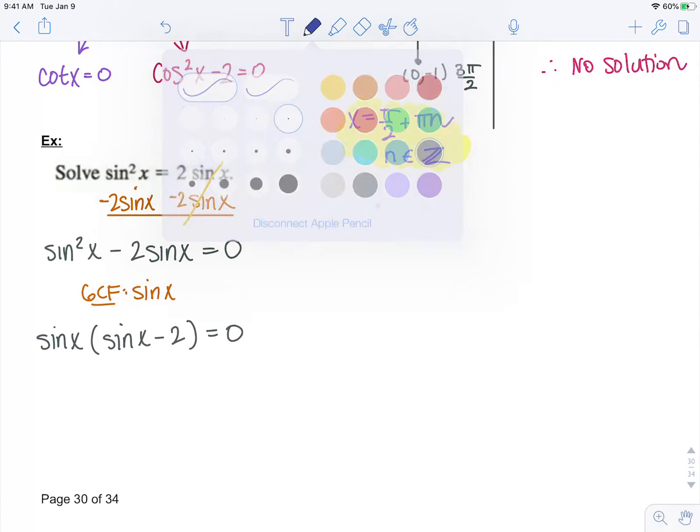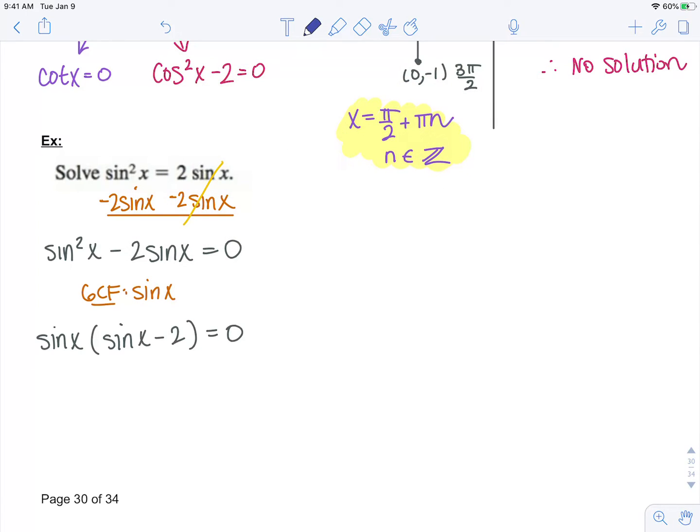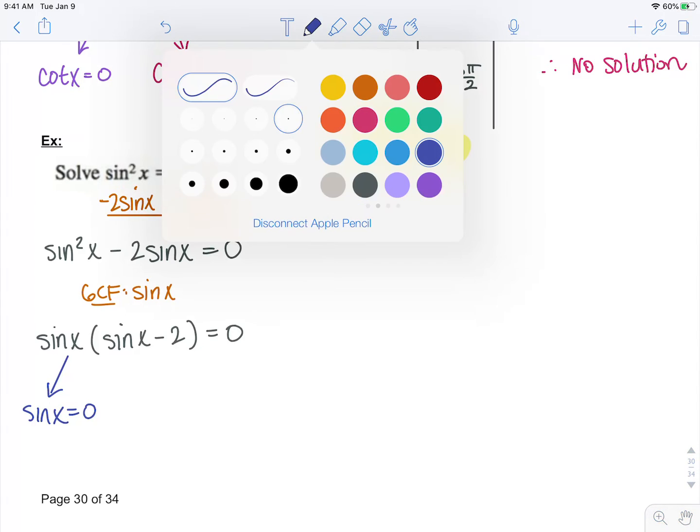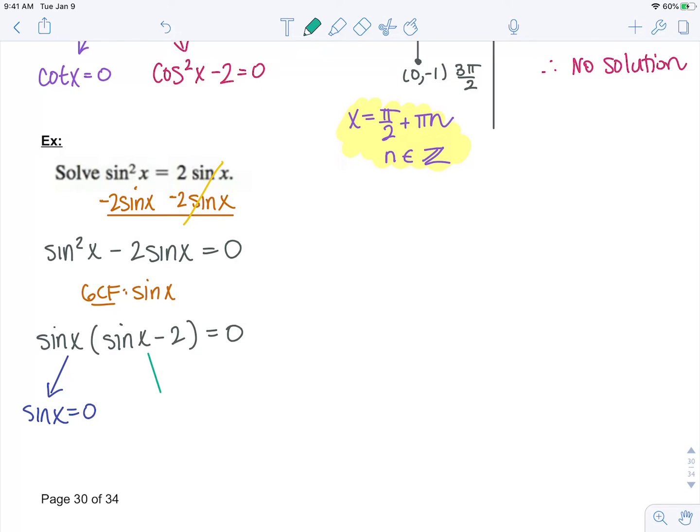Now I can use the zero product property to break this into two equations. Either sine x equals 0 or sine x minus 2 equals 0. So I'm going to solve both of these over here on the right separately.